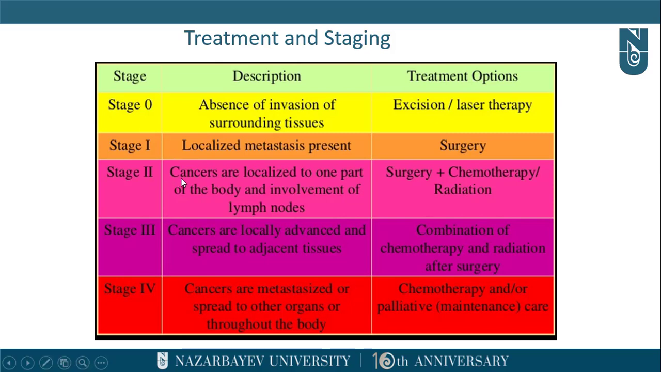Stage 2 is when cancers are localized to one part of the body and they involve the lymph nodes. In that case, the treatment options will include chemotherapy and radiation. So that is including surgery. Chemotherapy would be systemic treatment and radiation being localized treatment. And stage 3 is when the cancer was able to spread to adjacent tissue, so it has started to metastasize, and there will be a combination of therapy, including both chemotherapy and radiation.